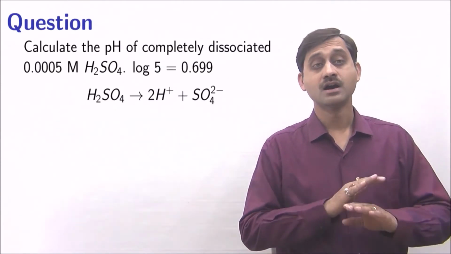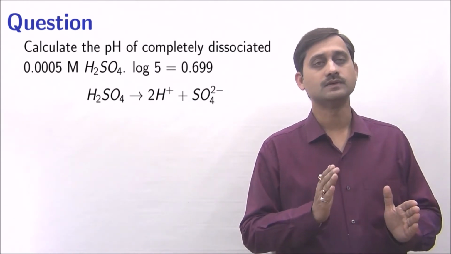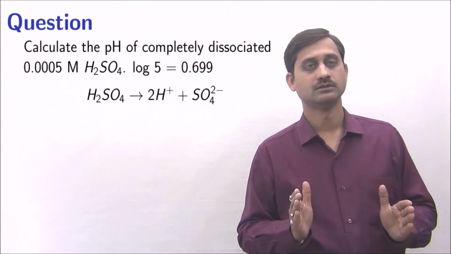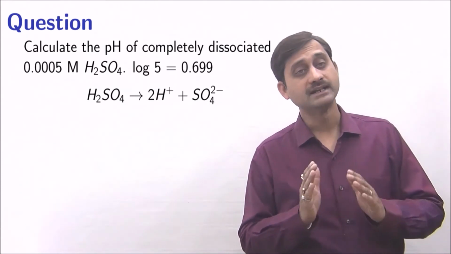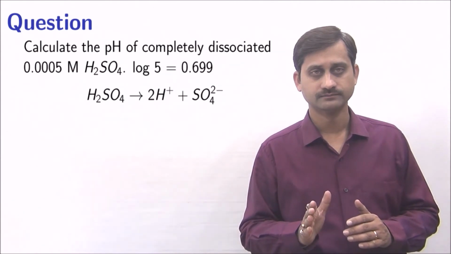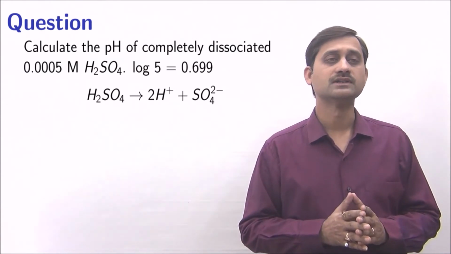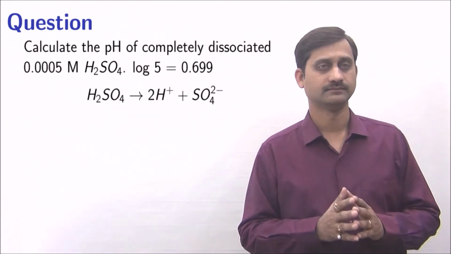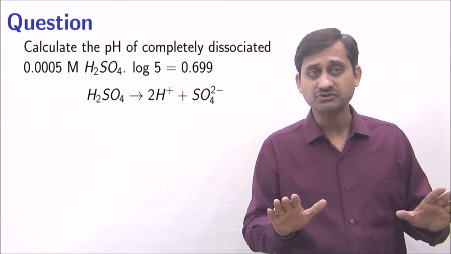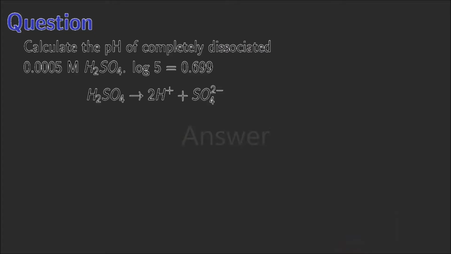Let's consider another question. Calculate the pH of completely dissociated 0.0005 molar, that is 5 into 10 raised to power minus 4 molar H2SO4 sulfuric acid. Now here we have the log 5 which you might need is equal to 0.699. H2SO4 is completely dissociated to give you 2H plus plus SO4 2 minus.